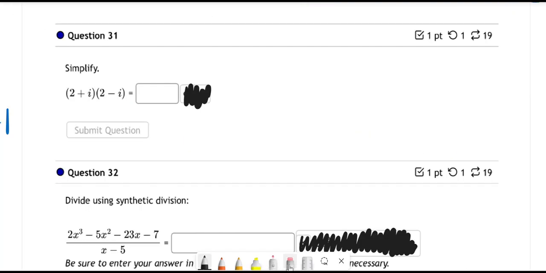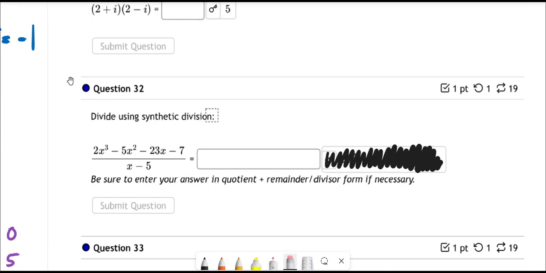We call being different in just this sign of the imaginary part being conjugates in complex numbers. And this will always, if you multiply a complex number by its conjugate, give you a simple real number. All right, moving on to 32, we are asked to look at this through the lens of synthetic division.